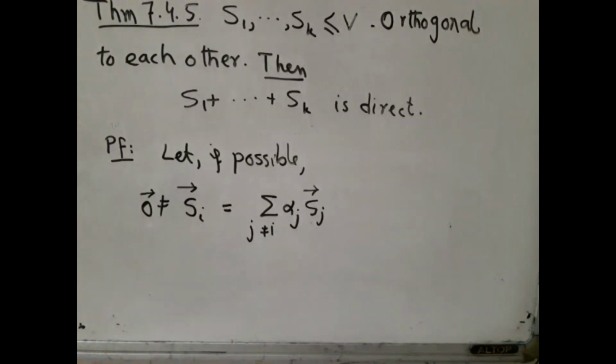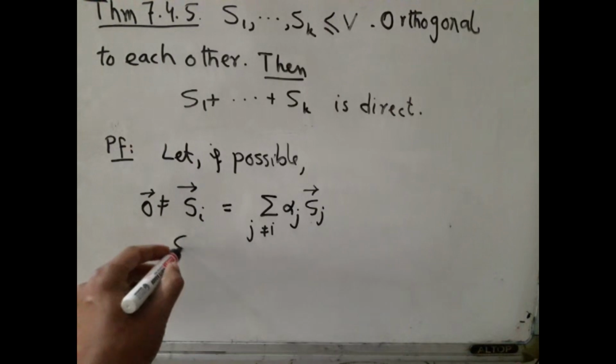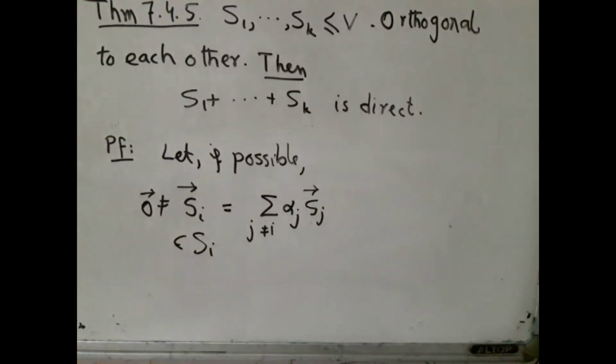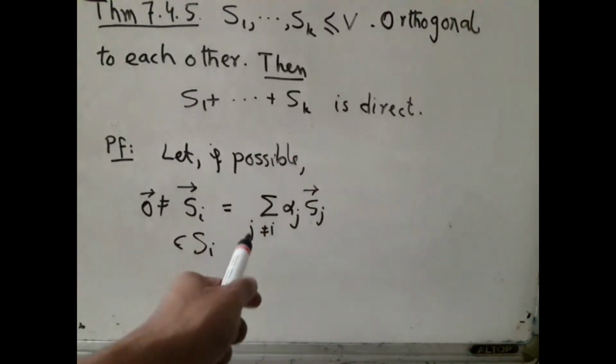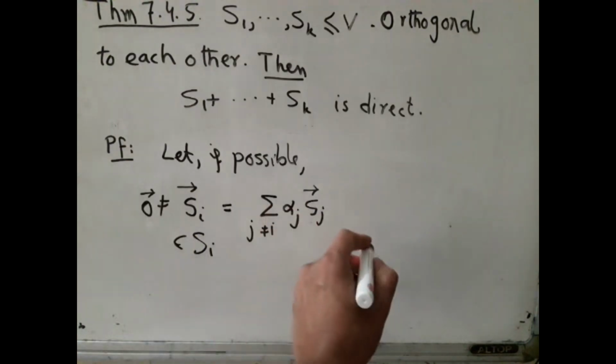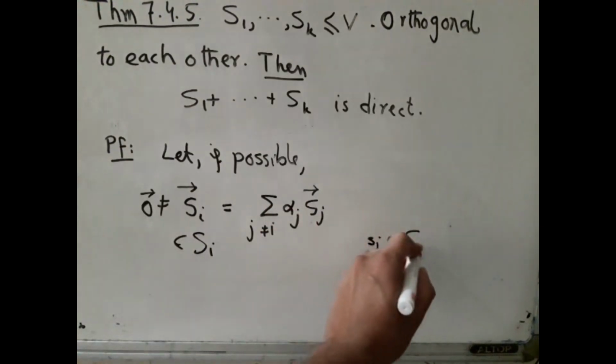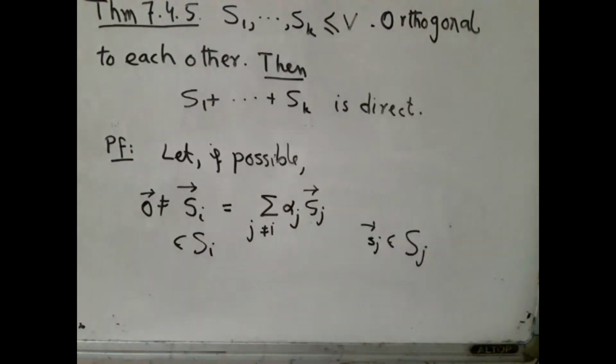We shall prove by contradiction. So let, if possible, that condition be violated. So you have found some vector s_i which lies in capital Si such that it can be expressed as a linear combination of some s_j's, and these s_j's also lie in their respective capital Sj's, j not equal to i. And I assume that this is non-zero. So I will arrive at a contradiction, contradicting the fact that they are all orthogonal to each other. So I have this, and the alphas are just some scalars.